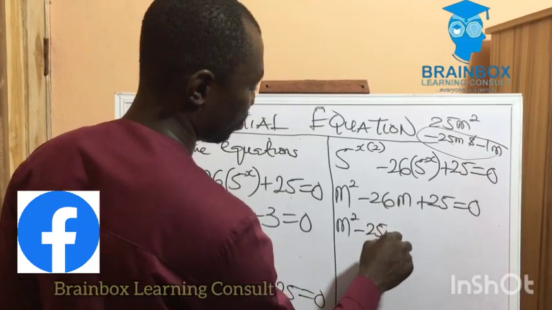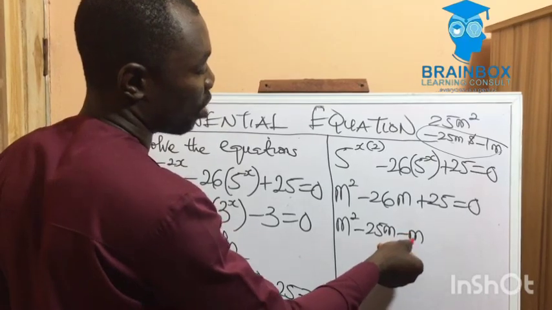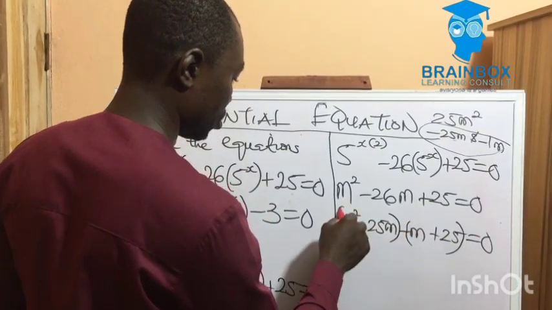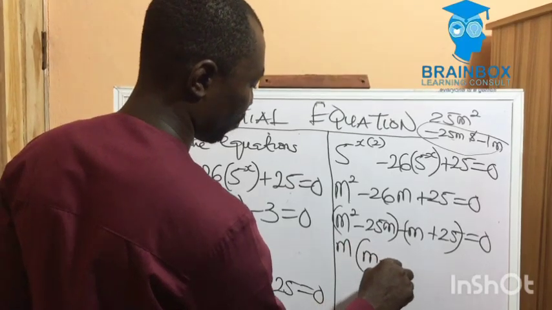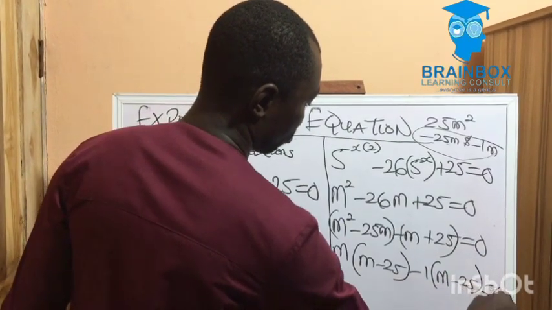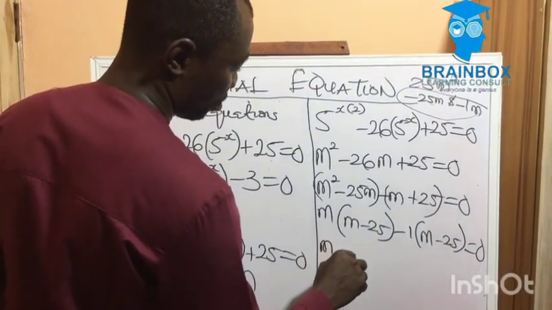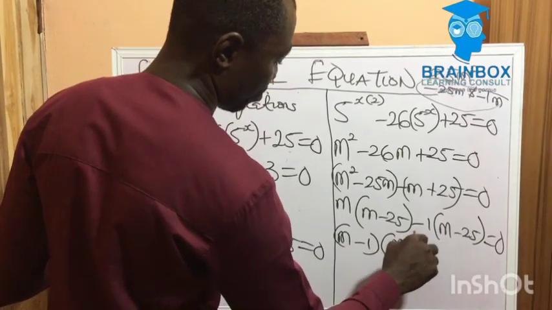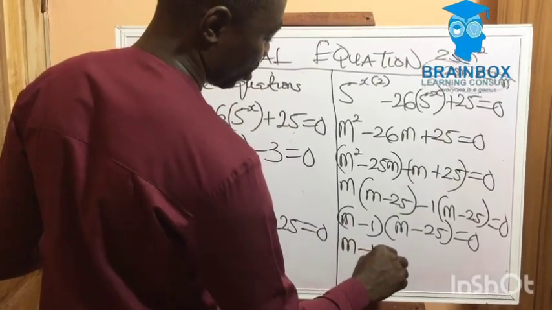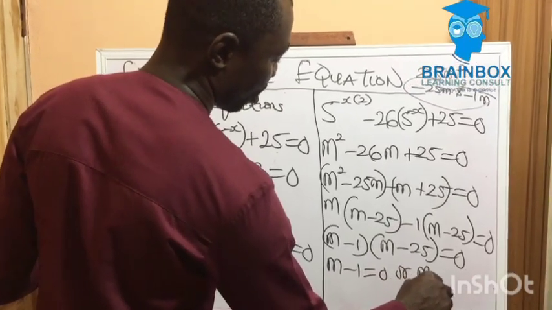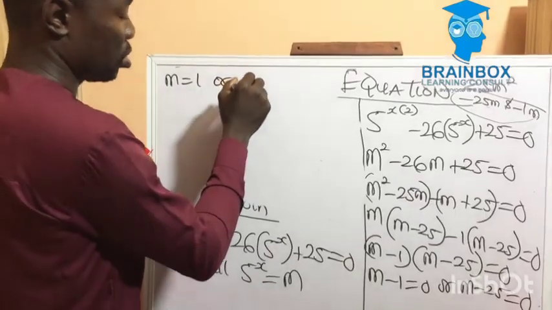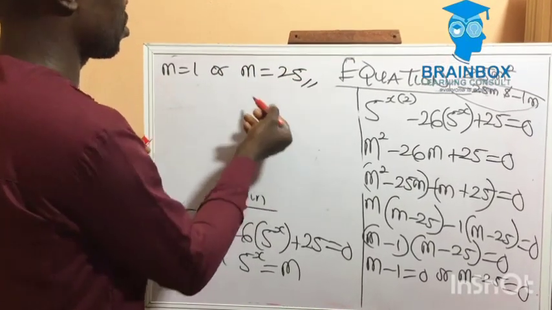So that will be m squared minus 25m minus m. Minus m is the same thing as minus 1m, plus 25 equals 0. We have m common. That's m minus 25. We have 1 common. That's minus 1 times m minus 25 equals 0. So that will be m minus 1, m minus 25 equals 0. So that will be m minus 1 equals 0, or m minus 25 equals 0. So m equals 1 or m equals 25. If you get that, this is not our answer.